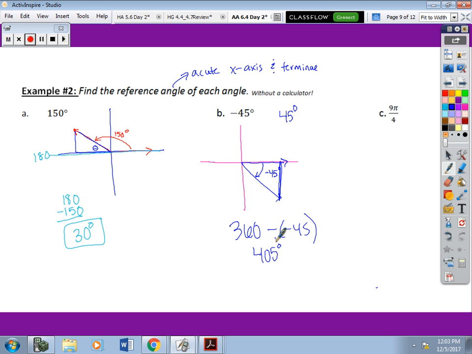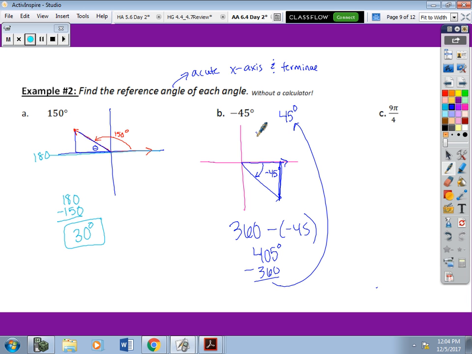Now, by the definition of a reference angle, it has to be acute. So you'd have to use what we did on the front, the coterminal angles, to subtract 360. But if it's a negative number and it's acute, you can just make it positive because that's what it's going to end up being.